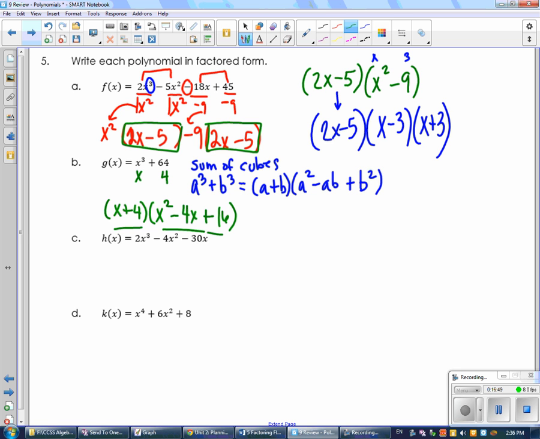In letter C, we have h of x is equal to 2x cubed minus 4x squared minus 30x. And again, the very first thing I want to look for is something in common. Since there's a 2 in front of my x cubed, I want to see if I can pull a 2 out. I've got a 4 and a 30, which are all divisible by 2, so I'm going to divide out the 2.